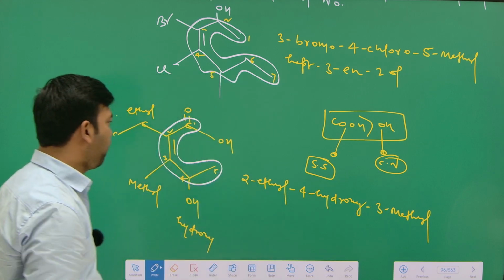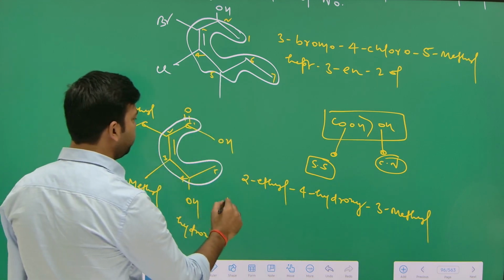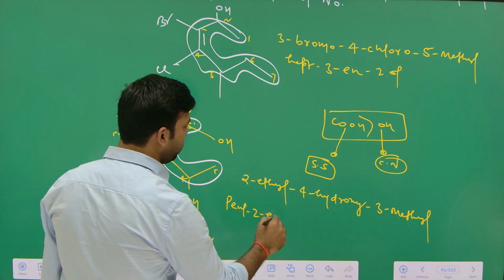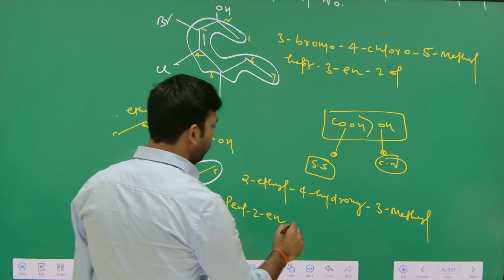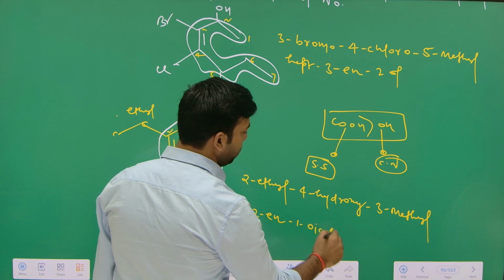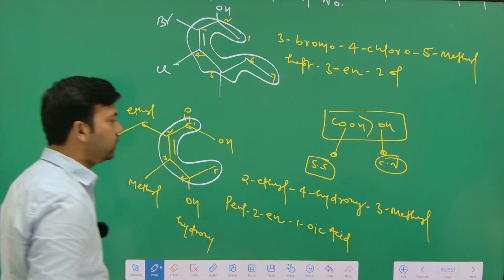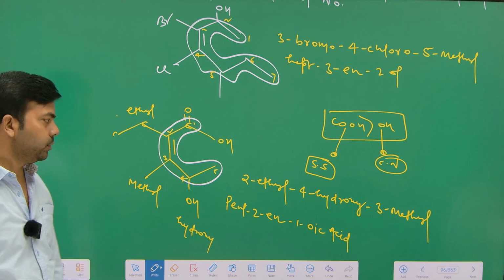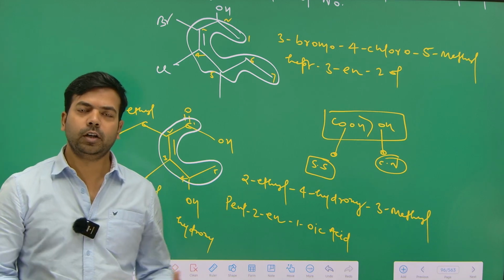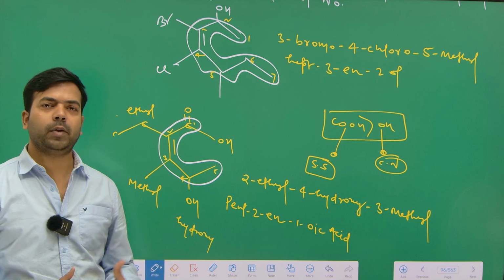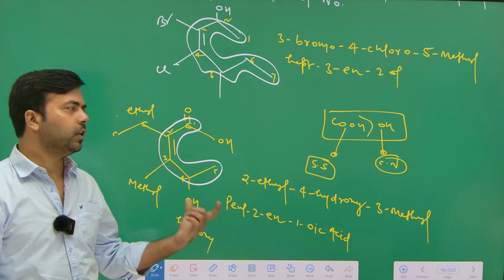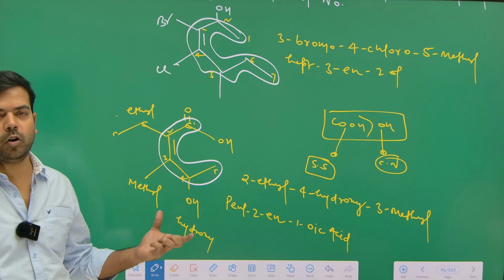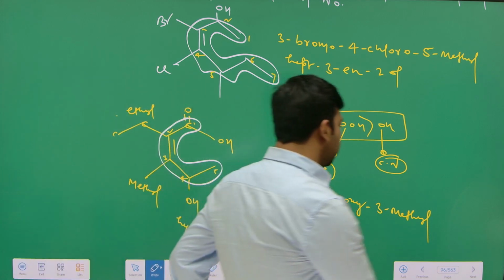And then word root pent, primary suffix is -ene, so pent-ene, and then 1-oic acid. Clear? So this is the name of compounds containing multiple functional groups. I think this is good enough for the naming. The rest you can practice yourself. If there is an additional functional group, it will always be given in the stem and you can easily do this. These are the basic rules of naming. Okay, so let's discuss questions.